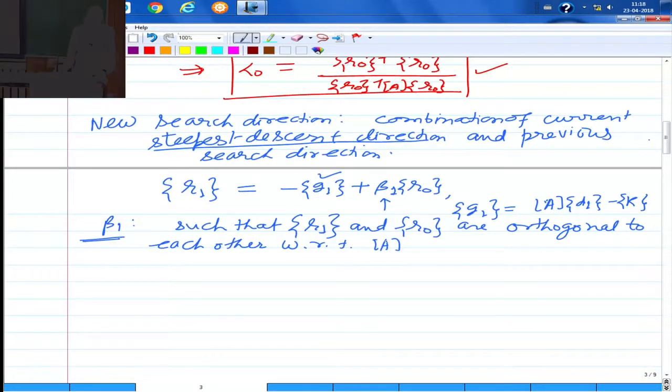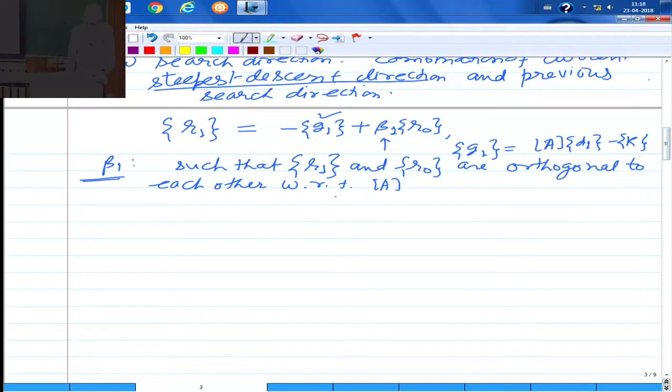It is not just R1 transpose into R0 that I am going to do. The condition is R0 transpose, with matrix A in between, into R1 is equal to 0, because we are saying orthogonality with respect to A. So this is the orthogonality condition: the product R0 transpose A R1 equals 0. So R1 and R0 are orthogonal to each other with respect to matrix A, which is your symmetric positive definite matrix.